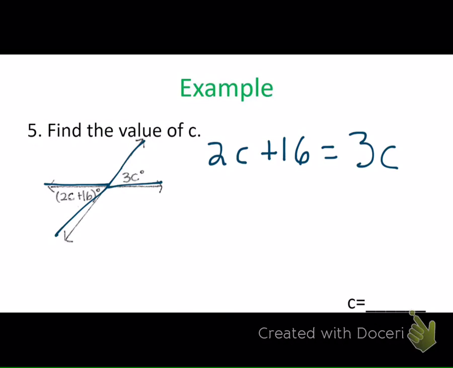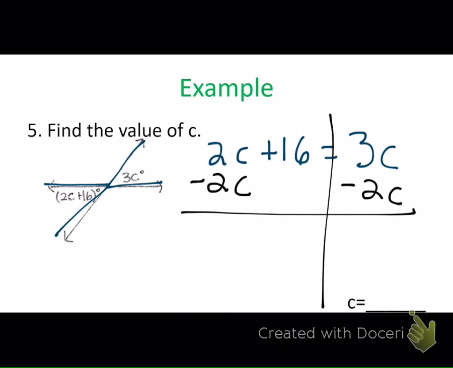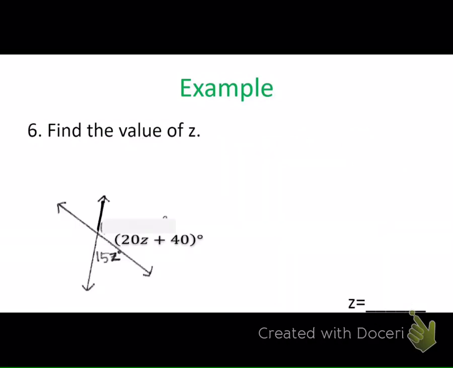Okay, to get the C's, we've got to get the C's on the same side. So would it make more sense to subtract the 2C and move it over here, or subtract the 3C and move it over here? Subtract the 2C. So we're going to subtract 2C on both sides. So the C's are gone over here. So 16 equals, what's 3 minus 2? 1C, which you don't even need. So C equals 16.